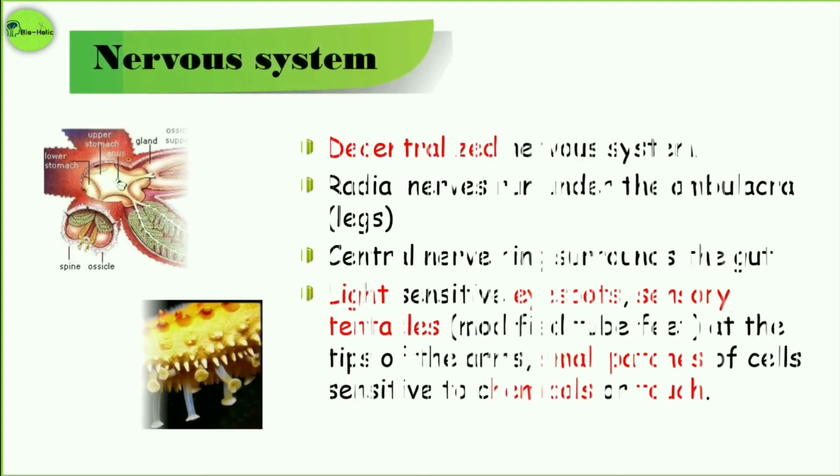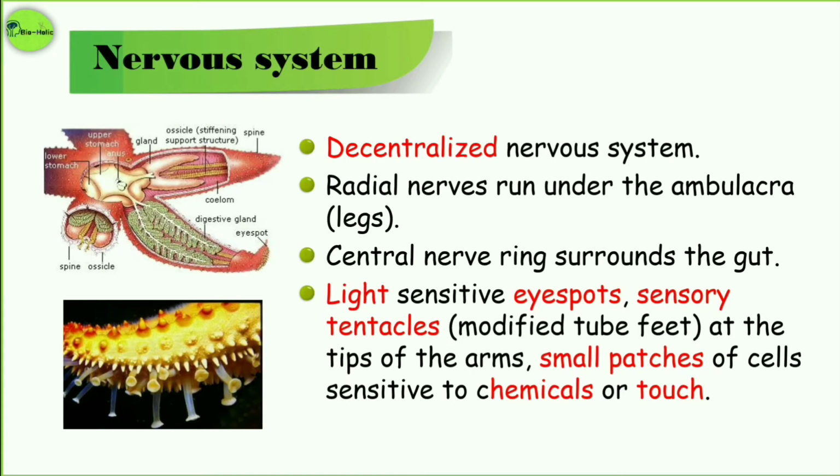And now the nervous system. So they also have a decentralized nervous system. Their nervous system is not that superior. They have radial nerves that run under their ambulacra or the legs, and a central nerve ring surrounds their gut.